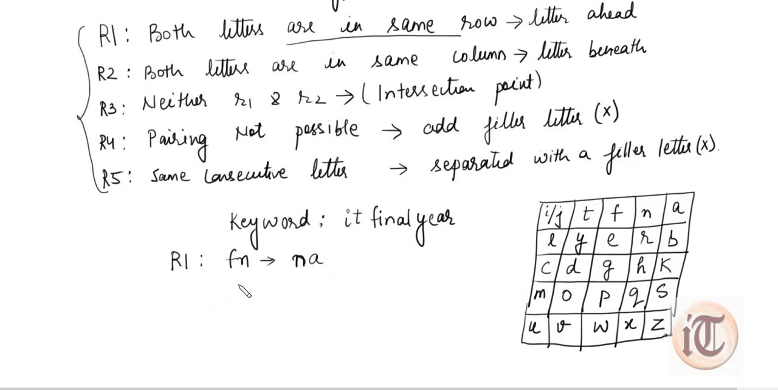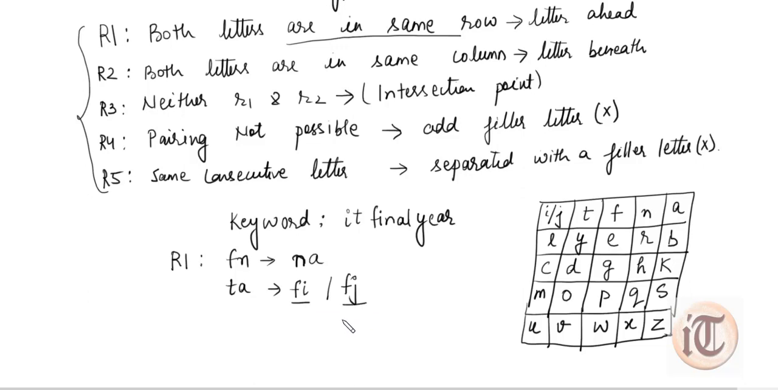Okay, now one more example. Suppose I have TA. Now check it out. T and A are in the same row, so rule 1 is followed. This T letter will be replaced by the next letter ahead of it, that is F. So T is replaced by F, and A is the rightmost element, so we follow the one just next to it, that is I and J. So in place of A, we can either write I or J. So T and A can be replaced by FI or FJ also.